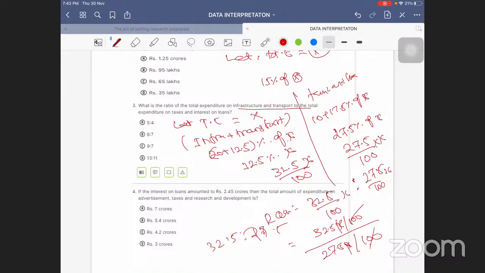So we can divide, cancel by 2.5, right? Commonly 2.5. So the answer is 1311. So where is the answer? It is 1311. So clear?